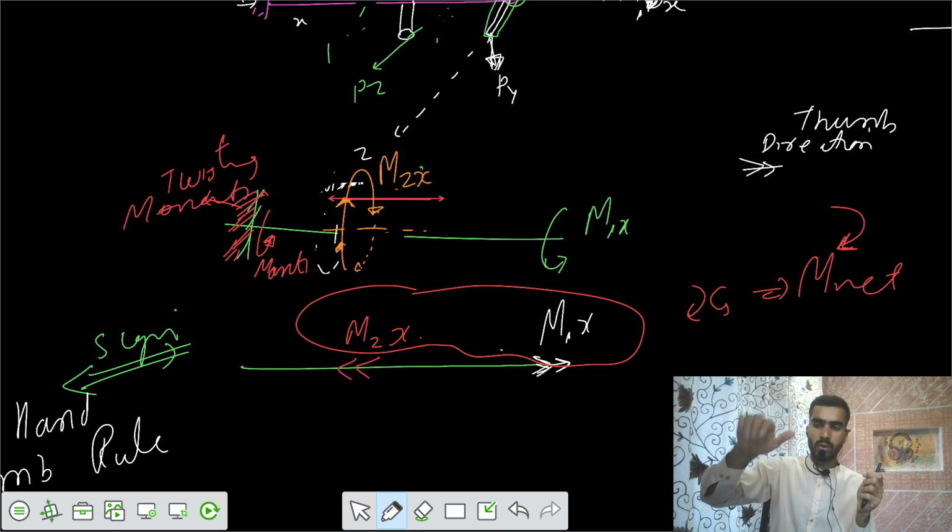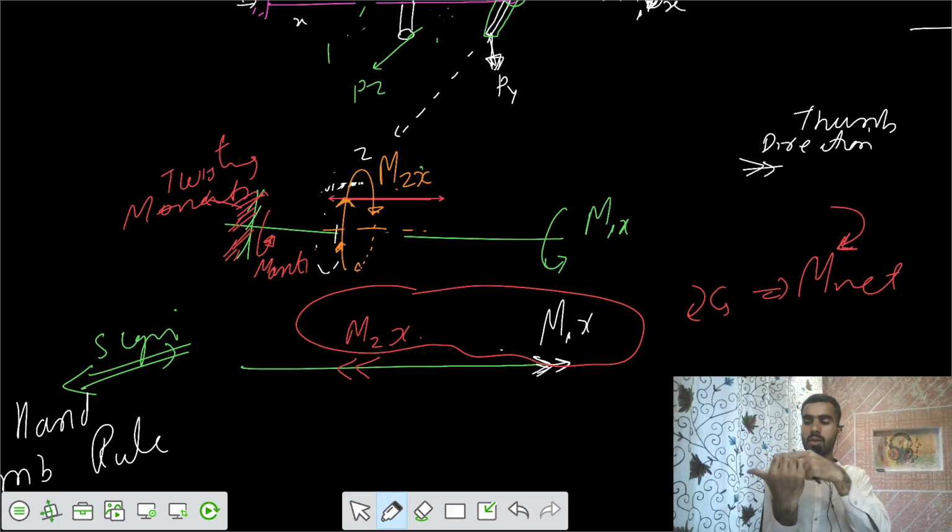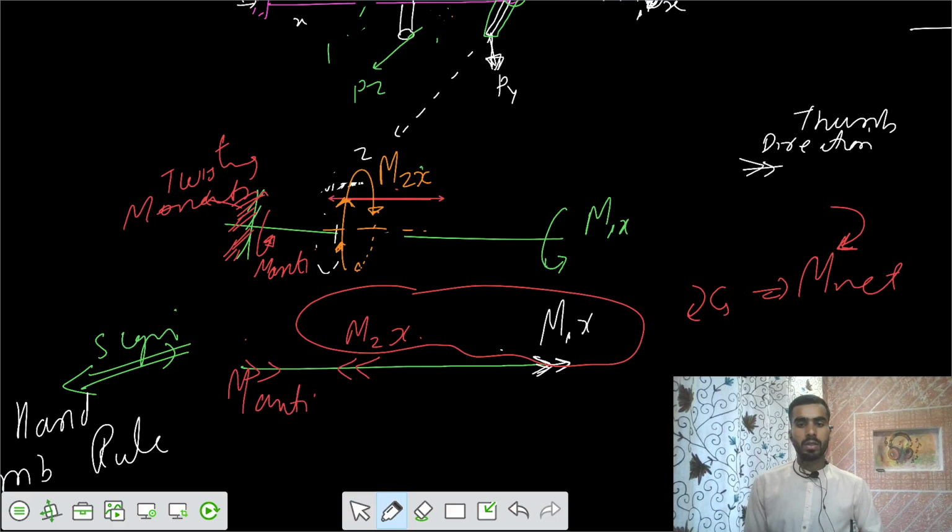So this was your clockwise moment, and this is your anti-clockwise moment. That means your thumb points towards the section. You can show this arrow. So this is your m anti. We call this a line diagram for those twisting moments.